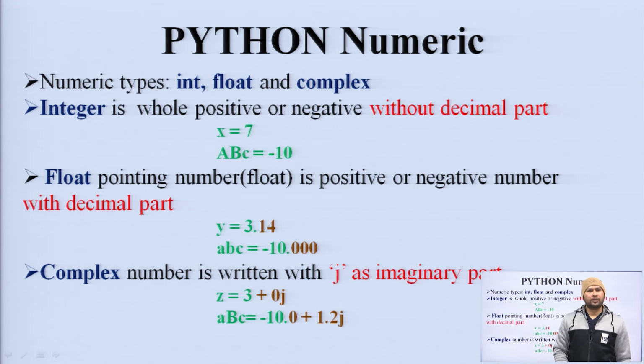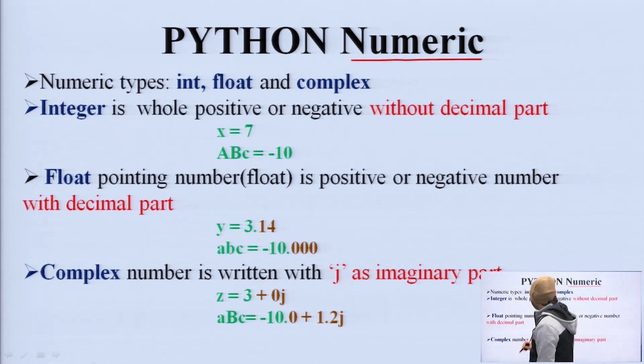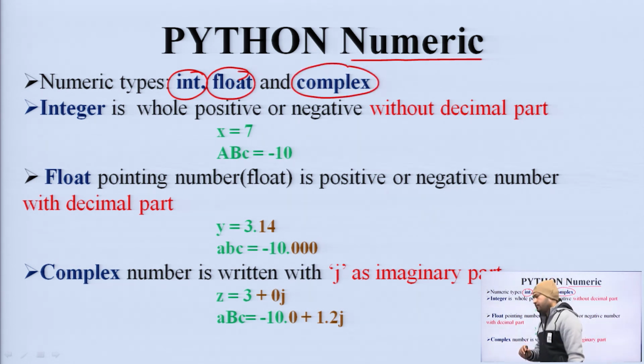Now, we are going a little bit further in the data types. We are starting in a little more detail, where the first data type is the numeric data type. In numeric data types, we are dealing with 3 data types. The first one is int, the second is float, the third one is complex.